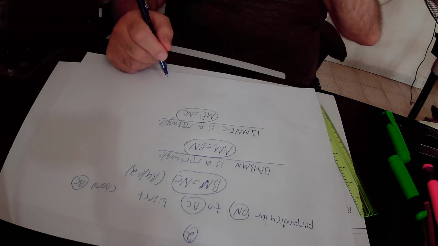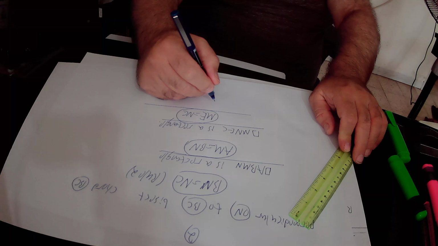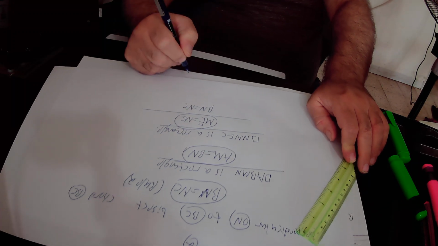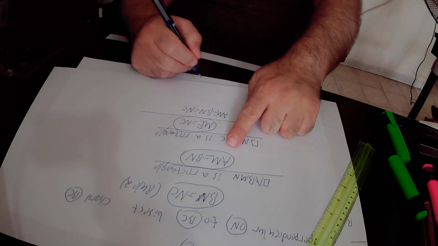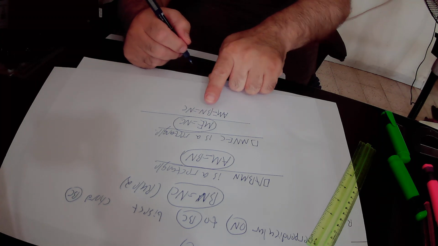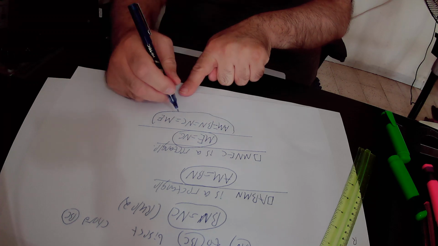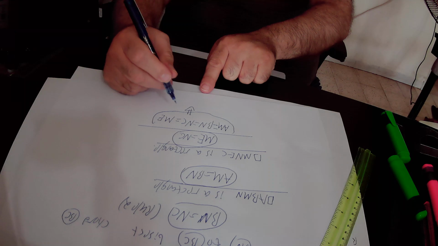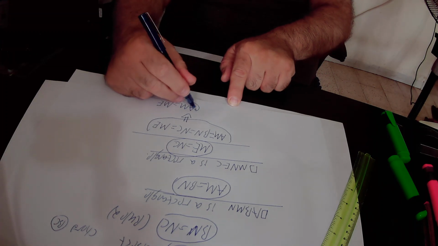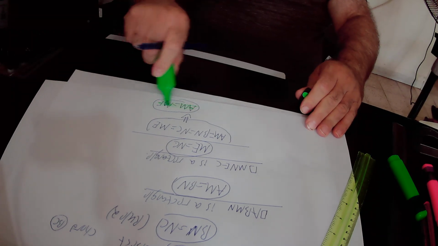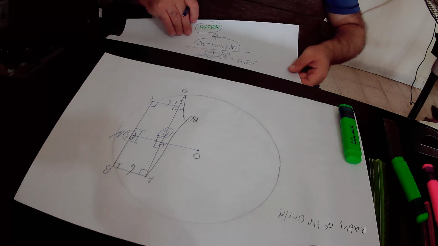So we can summarize here what we did until now. According to rule number 2, we found out that BN equals NC. But we have already found out that BN is also equal to AM. So we can write here BN equals AM. And we also found out that NC is also equal to ME. So we can write here that NC equals ME. And from this long equation, AM equals BN equals NC equals ME, we will derive that AM equals ME. That is to say, AM equals ME in length. Okay?